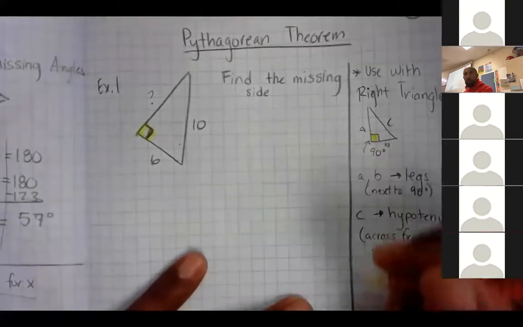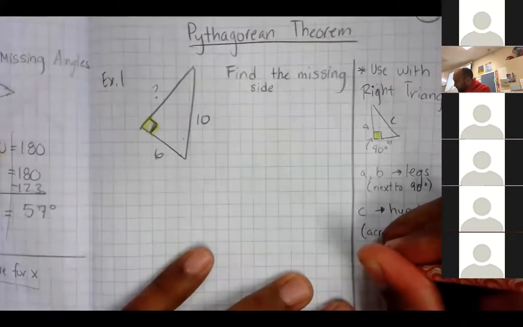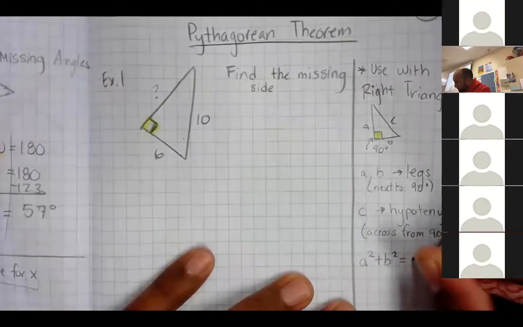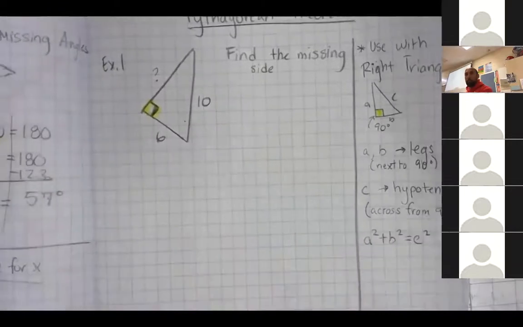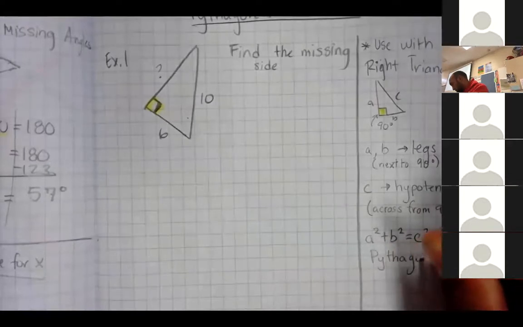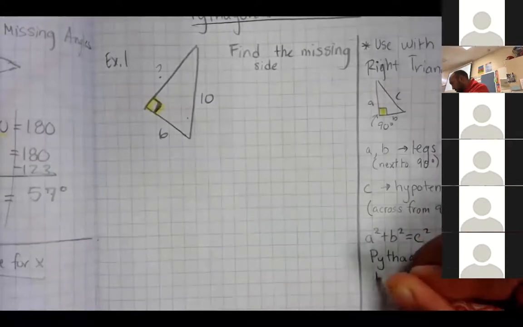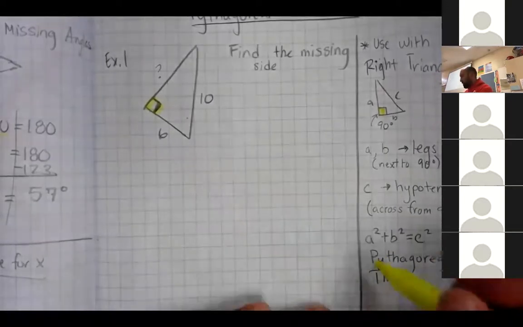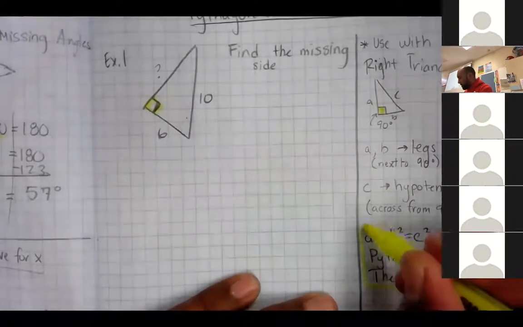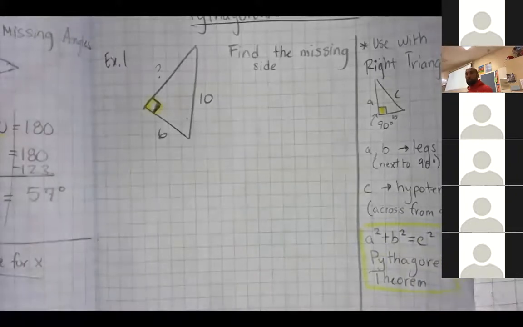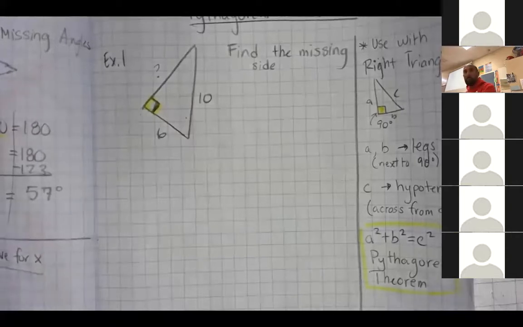All right, so now the formula we're going to use is a squared plus b squared equals c squared. There's your Pythagorean theorem. All this means is that when you square a and you square b and you add those two up, it should equal the square of side c. And that helps us find missing sides.